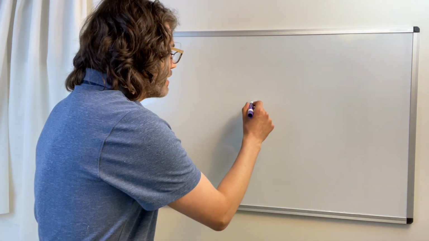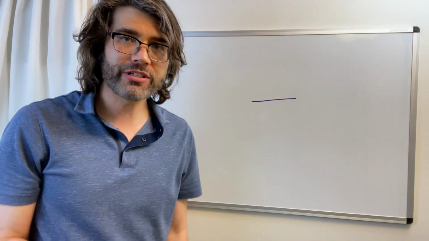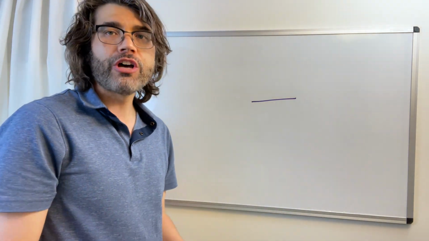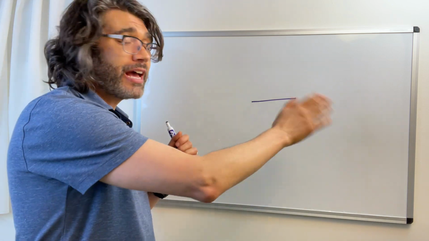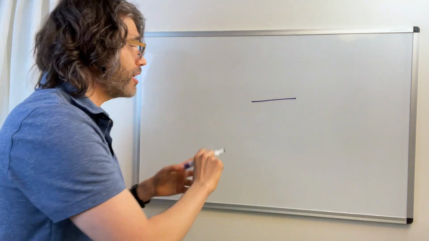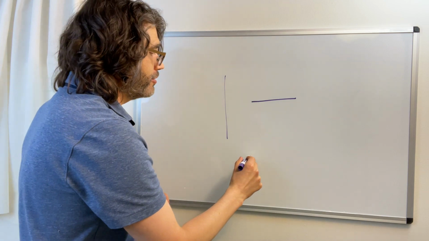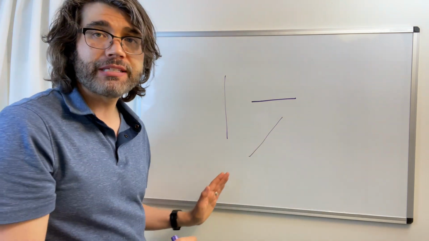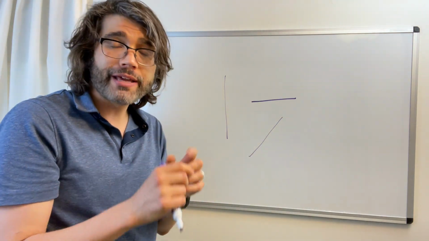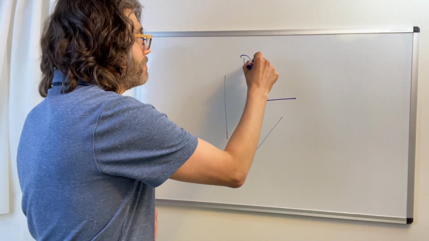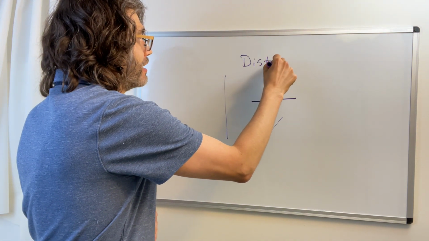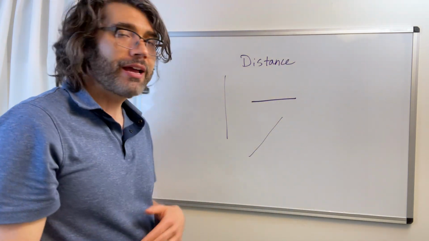So you can have one dimension, which is a line, okay? So a line has one dimension because it either goes to the left and right, or it goes up and down, or it goes diagonally. But this is a dimension. It's just one, and it's just distance. So one dimension is distance, okay?